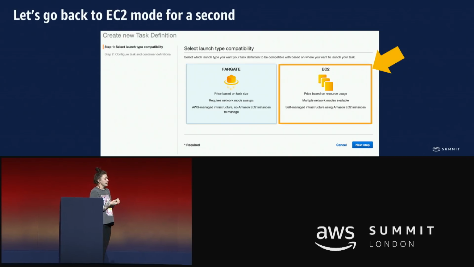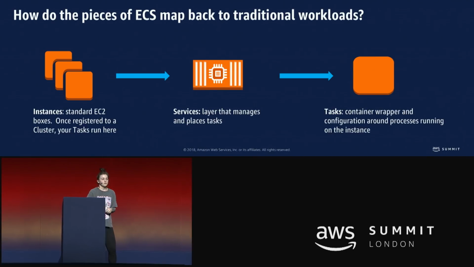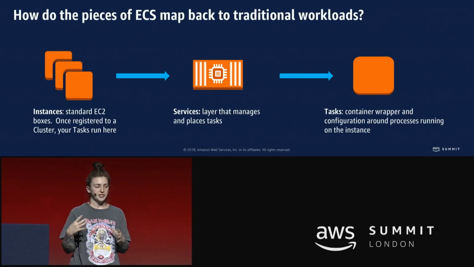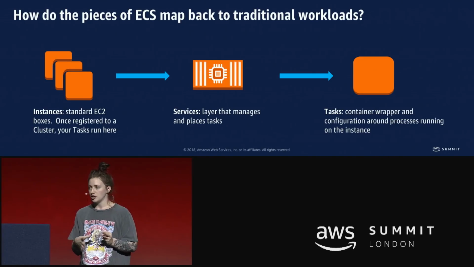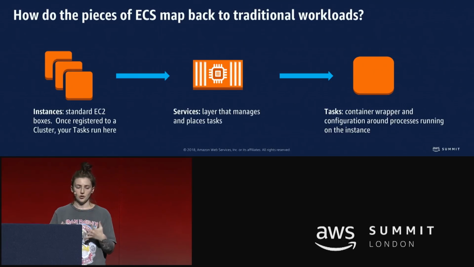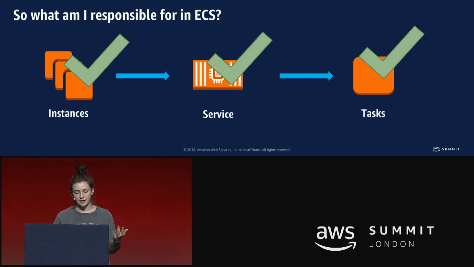So I think the best way to look at Fargate, honestly, is by jumping back to EC2 mode for a second, so the traditional way of looking at ECS. So how do these pieces map back to the technology that I've been building with my monolith for a while now? So an instance is just a regular EC2 box. So once I register it to my cluster, that's where all my tasks run. A service is that layer that manages and places the task. A task is that wrapper and configuration around my process. So ultimately, that's my container process, plus some Docker options, like the amount of privileges or the flags or some variables or something like that.